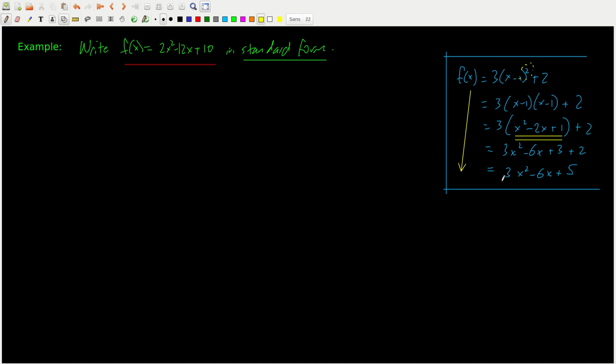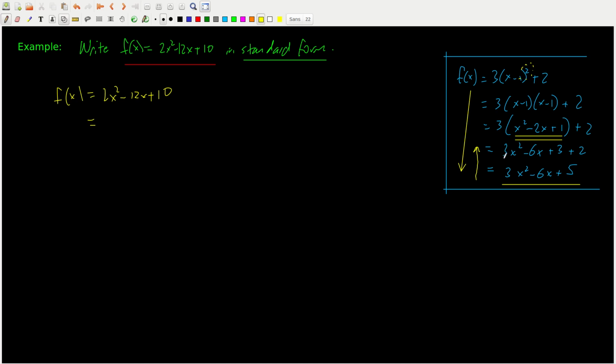Well, if you think down here, I'm actually thinking about moving backwards now, moving from the bottom up. The first thing I did was pull the 3 out. And somehow I got a perfect square here. And that's the key. So let's go back to our example. Our example in this case is the function 2x squared minus 12x plus 10. And the first thing I'm going to do is pull the 3 out, and then hope for the best.